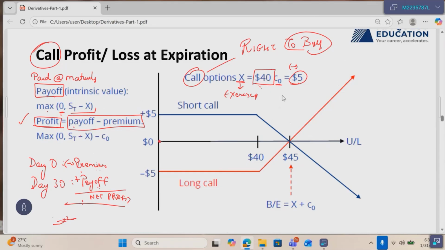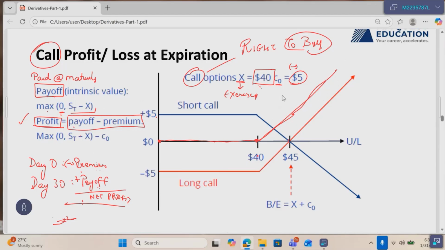So it goes like this. From 0 till 40, I will earn no payoff. After 40, I'll start earning money, like this $5. So after 40, at 45, I'll earn 5. At 50, I'll earn 10, and so on. I will earn unlimited payoff, right? So till 40, I earn no payoff. But understand one thing, at 40, I earn no payoff, but I still lost $5. So when will I earn no profit? At 45, because here I earned $5, but I have to pay my premium.